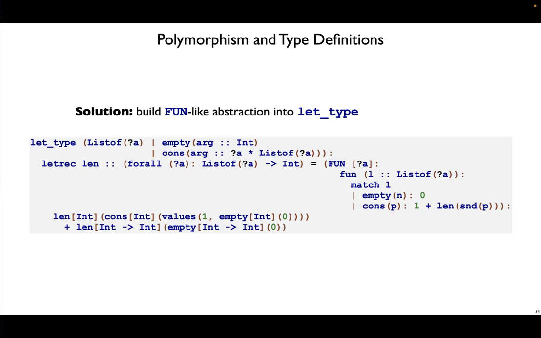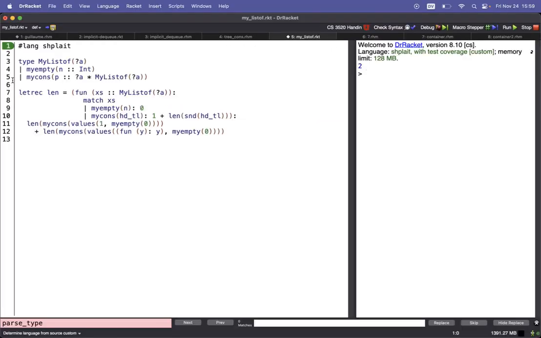For reference, let's take a look at the same code in Split to see where we'd like to end up. So here's a Split type for polymorphic lists. We've called it myList here to avoid clashing with Split built-in list, and it's got 2 variants, and each variant, just like Mo, has exactly 1 field argument. The empty case takes in an int, and the cons case takes in a pair, which combines an alpha and the rest of the list.